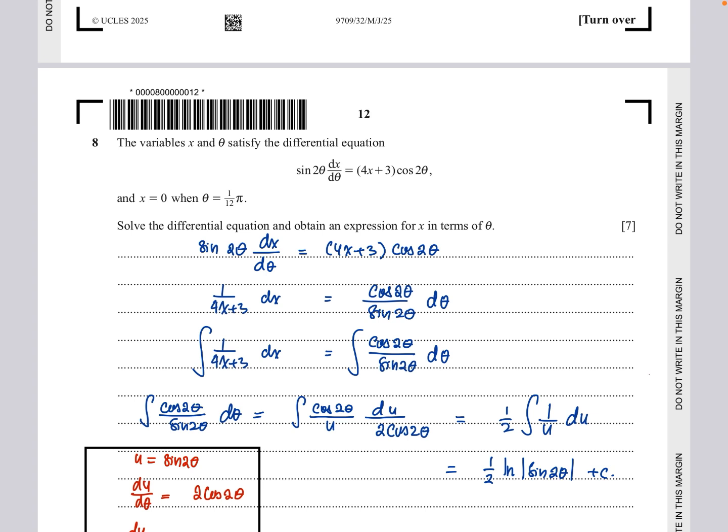Question 8. The variables x and theta satisfy the differential equation sine 2 theta dx over d theta equals 4x plus 3 cos 2 theta. And x equals 0 when theta equals 1 over 12 pi. Solve the differential equation and obtain an expression for x in terms of theta.